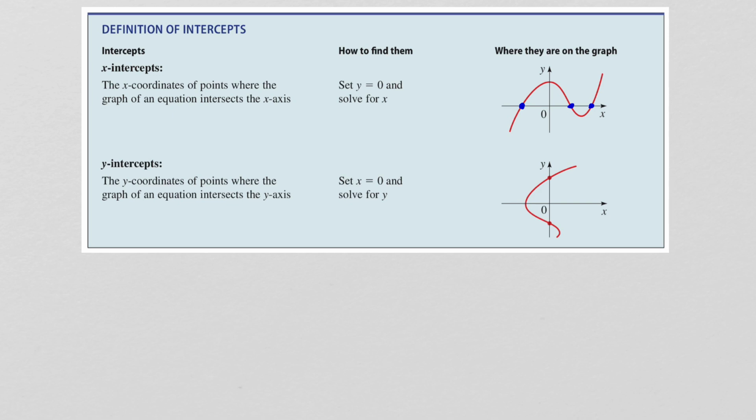Y-intercepts is the same concept. It's just the points on the y-axis where the graph crosses. And to find them, you set x equals 0 and then you solve for y. And so you can see here this graph, for example, has 2 y-intercepts.